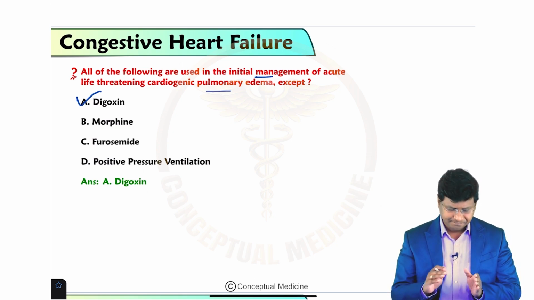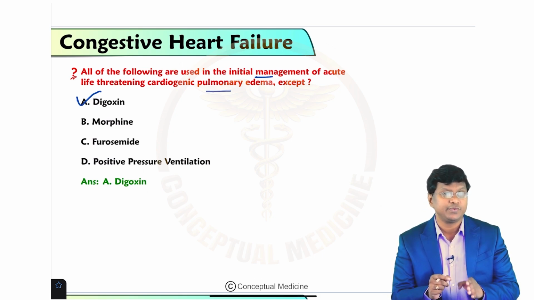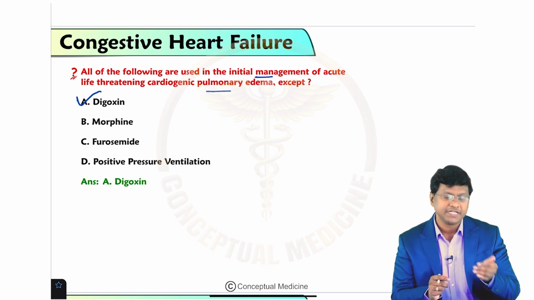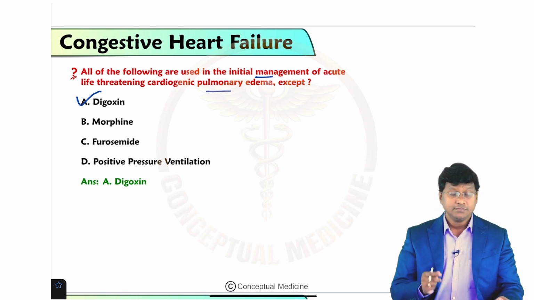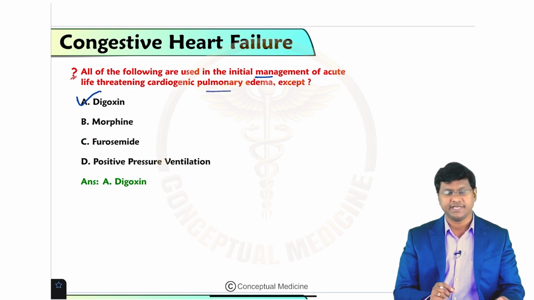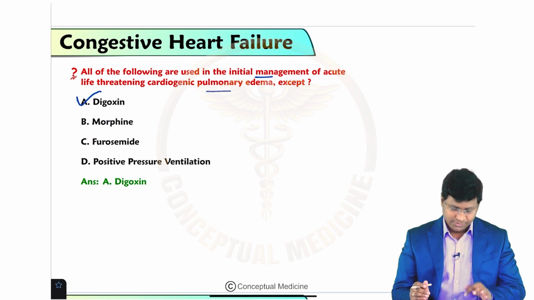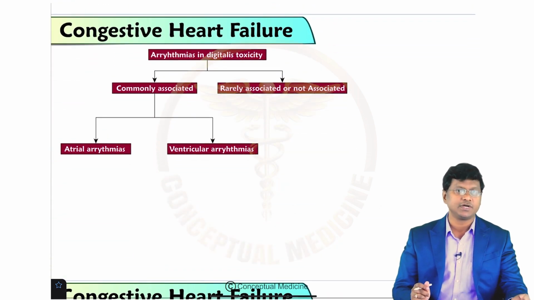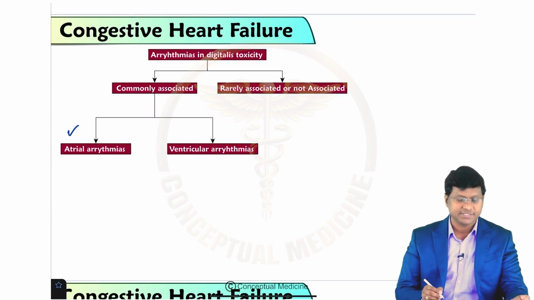Whenever you use digoxin, it is associated with digoxin toxicity. When digoxin is used for a longer duration in increased doses, the individual will end up in digoxin toxicity. The earliest feature of digoxin toxicity is nausea and vomiting. But digoxin toxicity is also associated with arrhythmias, commonly atrial arrhythmias and ventricular arrhythmias.